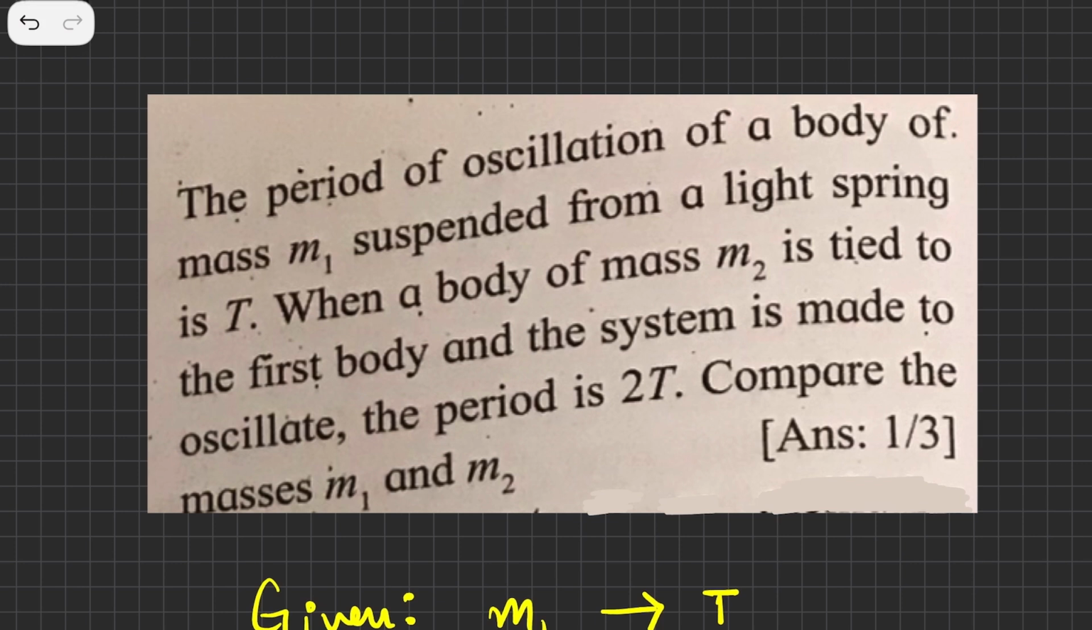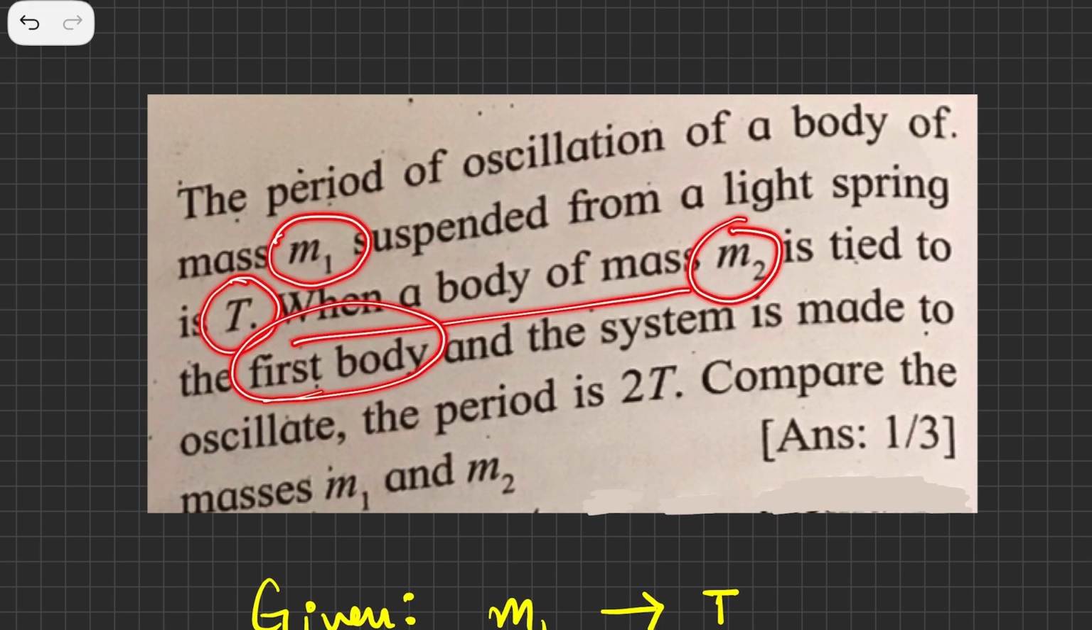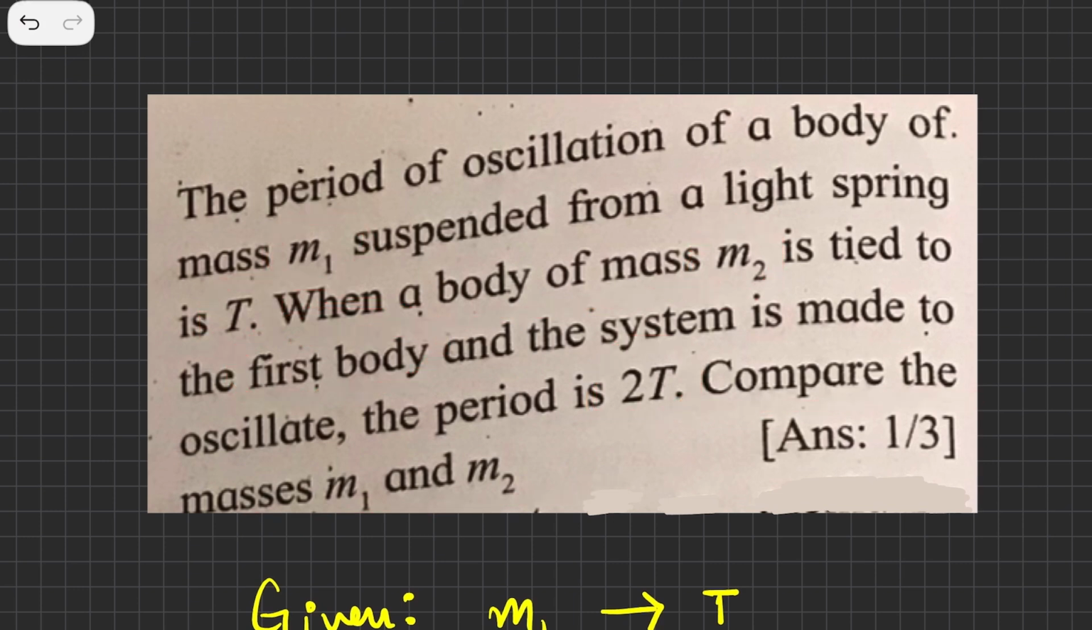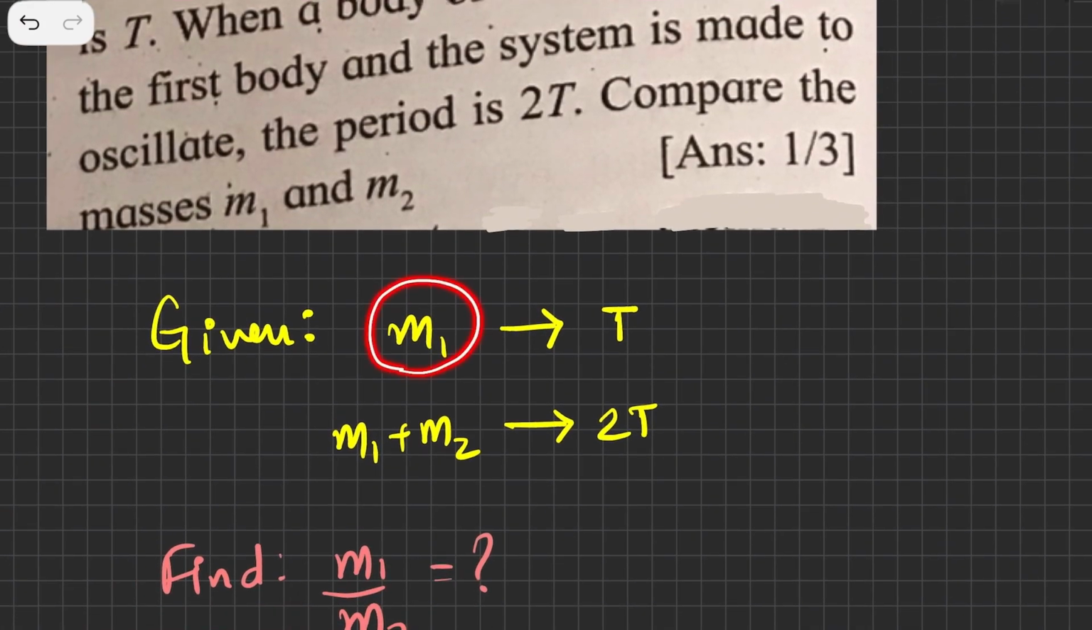So the question is: the period of oscillation of a body is given as t for mass m1. Remember that when there is a spring which is oscillating, its time period is t when m1 is hanging on it. But when a mass m2 is tied to the first body, the net mass is m1 plus m2, and now the time period is 2t. They are asking for the comparison of masses. That means when mass m1 was hanging, the time period was t, and when both of them were hanging, the time period was 2t.